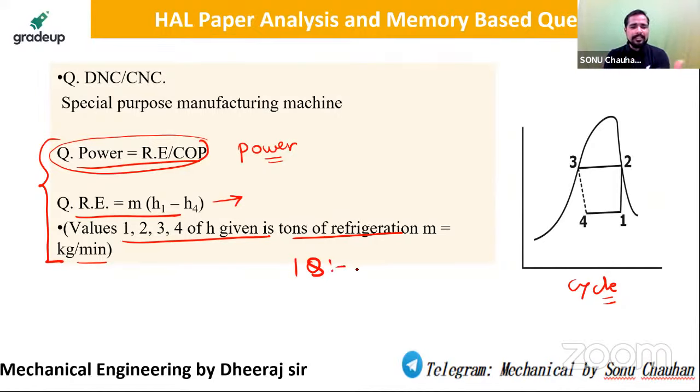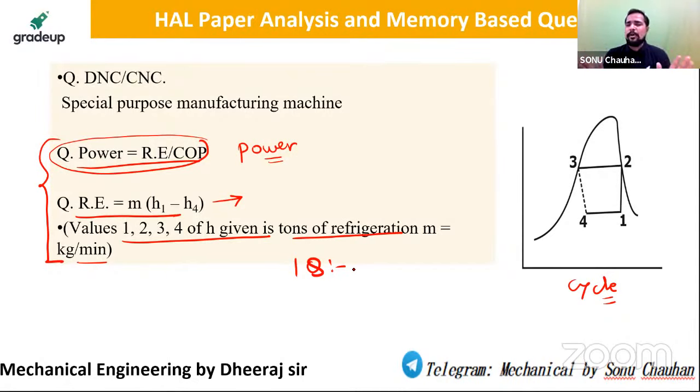That is nothing but, this is already written in the formula. So all 4 values of the numerical parameters were given to us, and we need to calculate the value of the refrigerating effect in that question. So this is the numerical type.